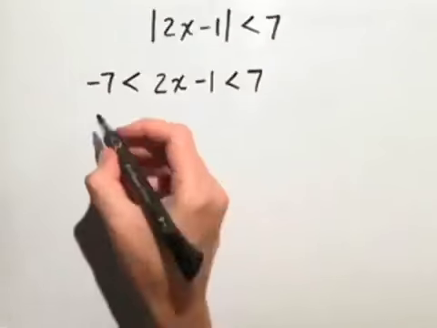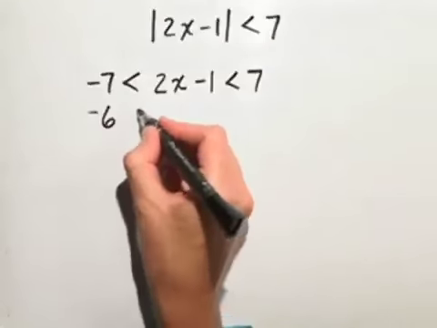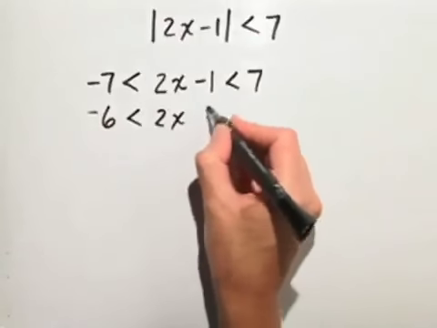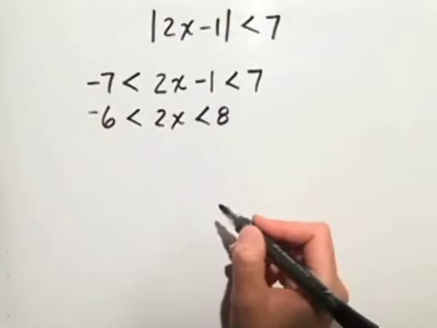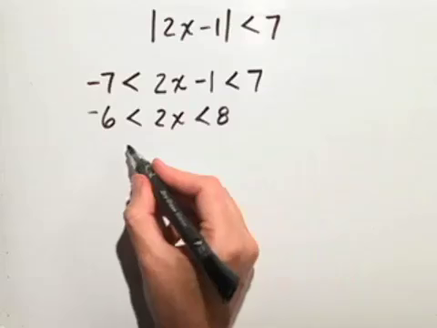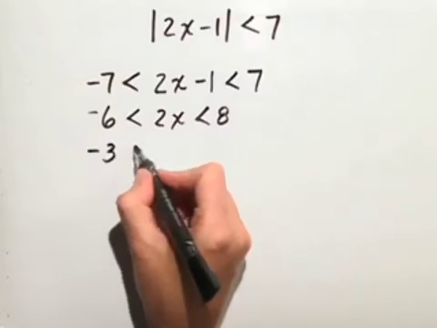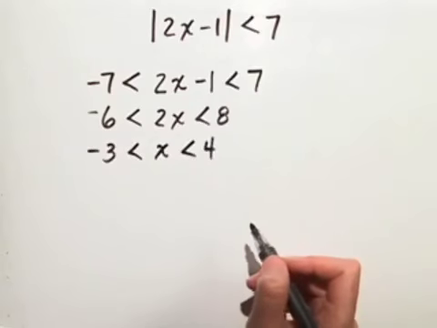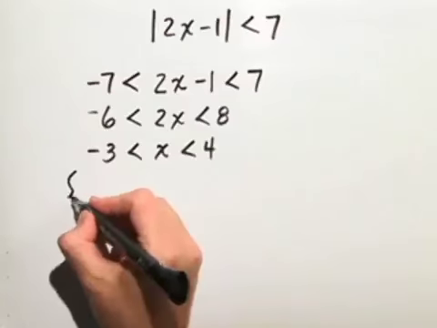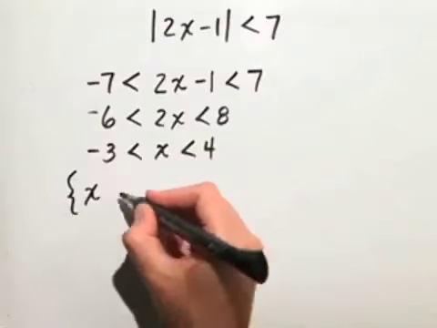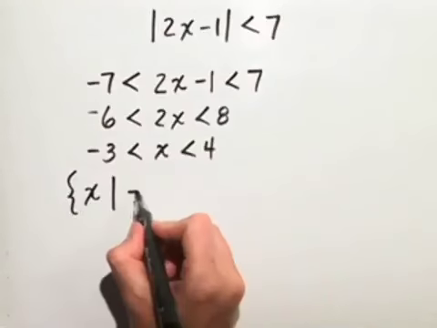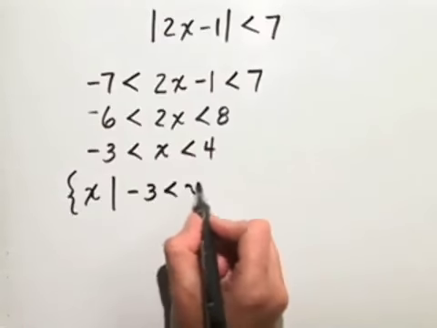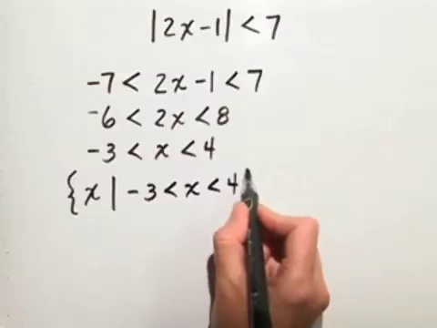Let's add 1 to all three parts. We have negative 6 is less than 2x is less than 8. Let's divide all three parts by 2, and we have negative 3 is less than x is less than 4. Our solution is the set of all x such that negative 3 is less than x is less than 4.